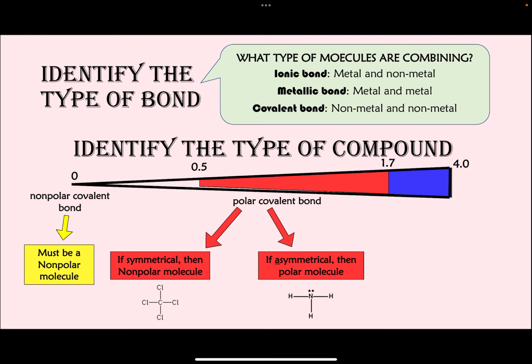And then if your electronegativity difference is higher than 1.7, meaning between 1.7 and 4.0, electronegativity can never be above 4.0. So if it's between 1.7 and 4.0, that means we have an ionic bond, and it's going to be an ionic compound.